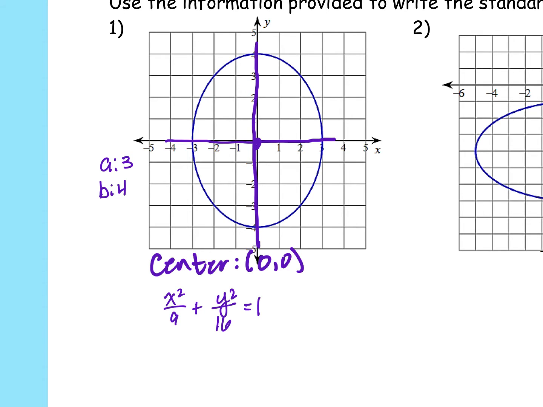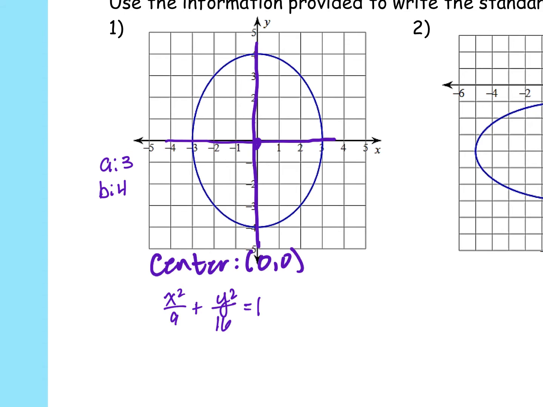Okay, and so there's the equation of my ellipse. X squared over 9, which is 3 squared, right? Plus y squared over 4 squared, which is 16, equals 1. Wait, how did you get 9 and 16? 3 squared and 4 squared. Good. A squared and B squared. So you're supposed to square it.